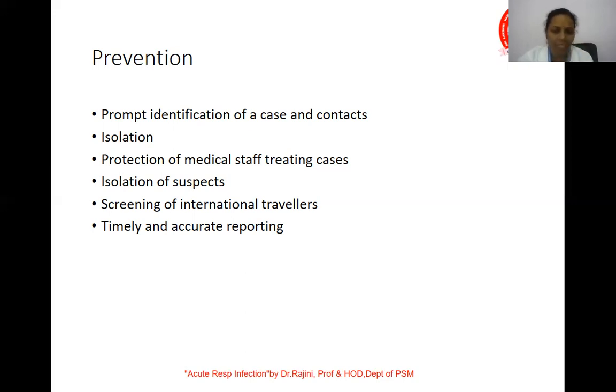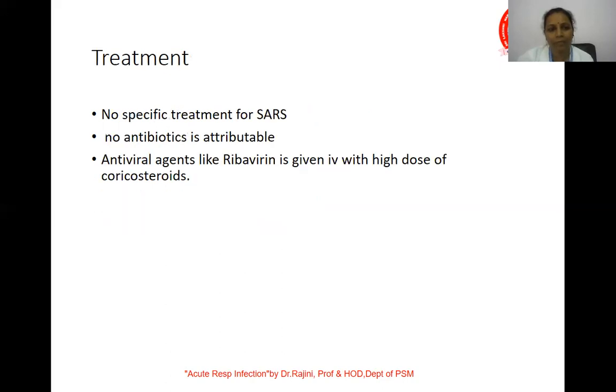And screening of international travelers. Patients coming from or moving from one place to another place with SARS cases have to be screened to find out whether they have developed the disease or not. Timely and accurate reporting. It has to be notified to the health authority so that timely intervention can be done before it spreads to others.